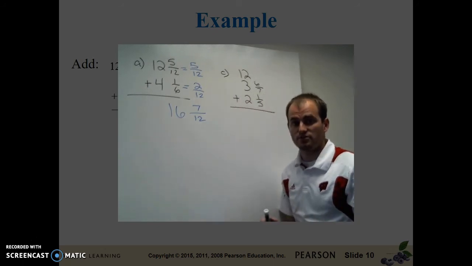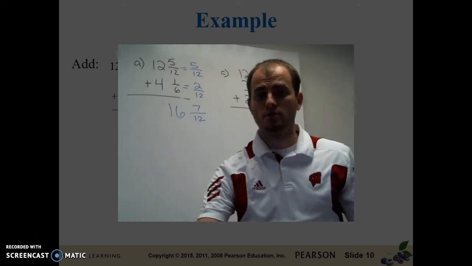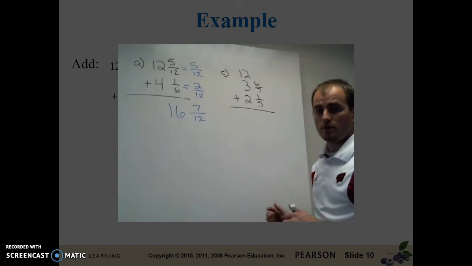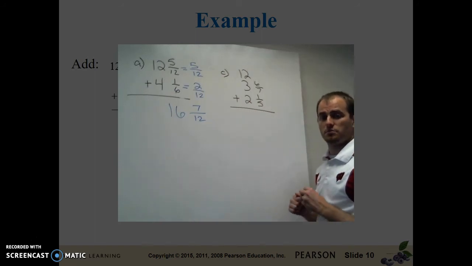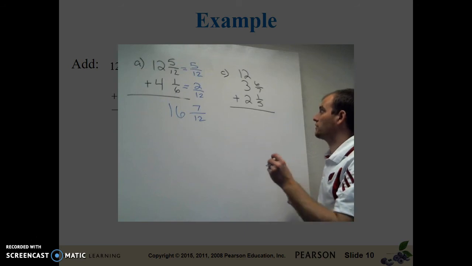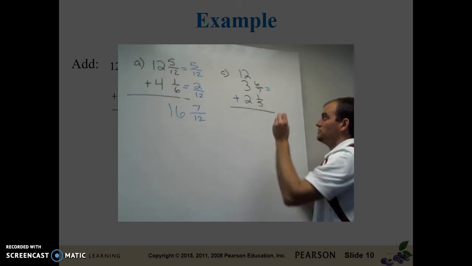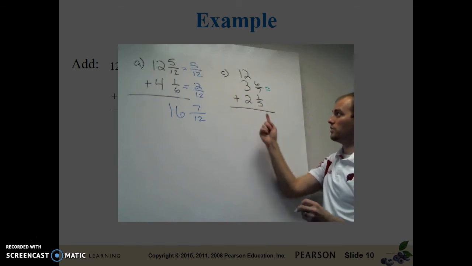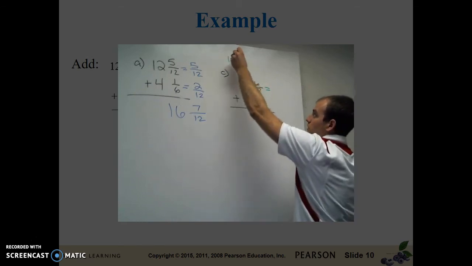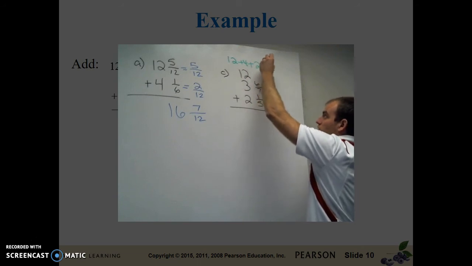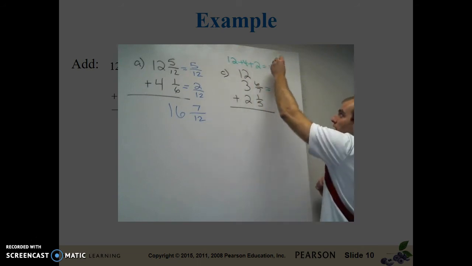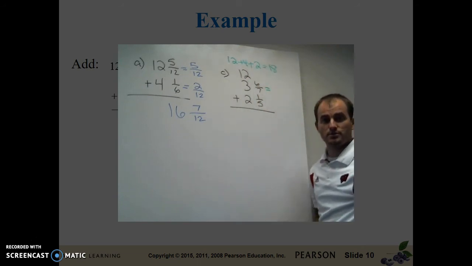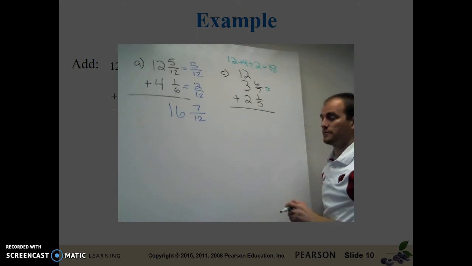So let's look at letter C. 12 plus 3 and 6/7 plus 2 and 1/5. Okay, so let's do an estimate first this time. This would be 12 plus 4 plus 2. We should get an answer around, what's that, about 18. So our estimate says our answer should be about 18.